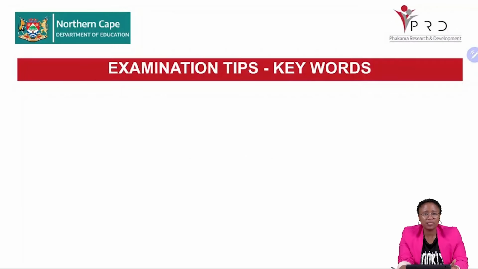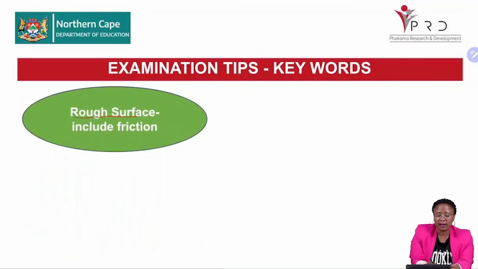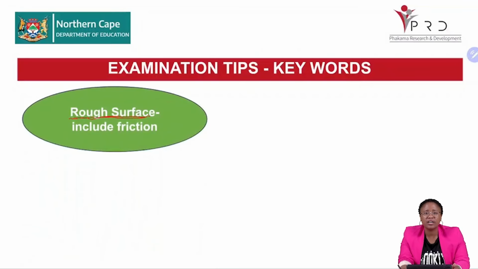The following exam tips are the keywords that you need to look at when dealing with this chapter. The first keyword is rough surface. When you see the words rough surface, know that friction is there. That means when you are drawing your free body diagram or doing your calculation, you must include what? Friction. That is the keyword that the examiner is going to give you.